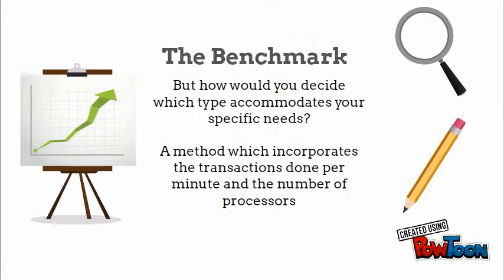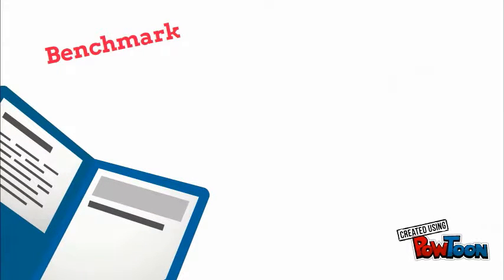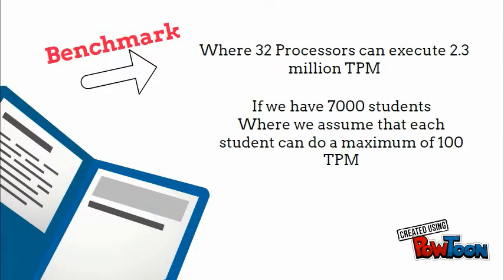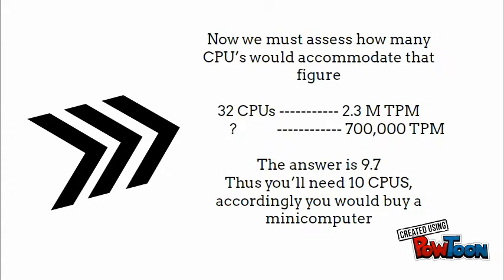To be able to know which computer is the most suitable for the user, they have derived the benchmark, which integrates both transactions per minute and the CPUs. The benchmark states that 32 processors can execute 2.3 million transactions per minute. And thus, let's take a look at this example. We must assess the number of CPUs needed, and using the benchmark, we can easily do that. In this example, we realize that we need 10 CPUs.